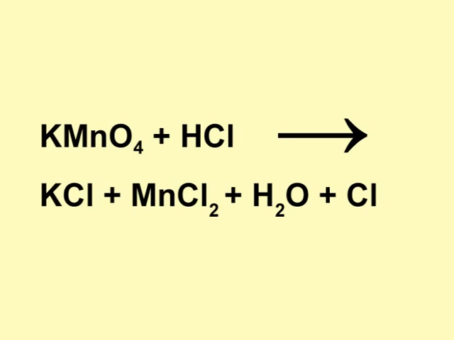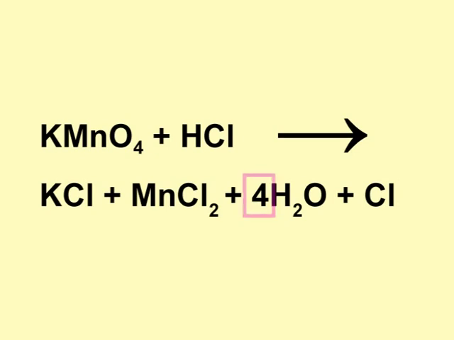Now, let's start with potassium permanganate, that is KMnO4. We find that number of K and Mn are same on both sides. Let's balance oxygen atom as shown on the screen by multiplying H2O by 4. KMnO4 plus HCl gives KCl plus MnCl2 plus 4H2O plus Cl. Let's balance hydrogen atoms by multiplying HCl by 8. KMnO4 plus 8HCl gives KCl plus MnCl2 plus 4H2O plus Cl.